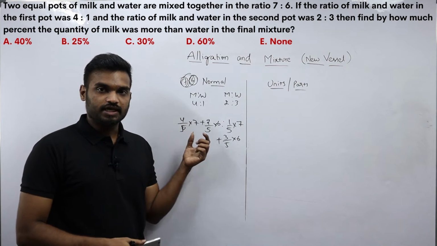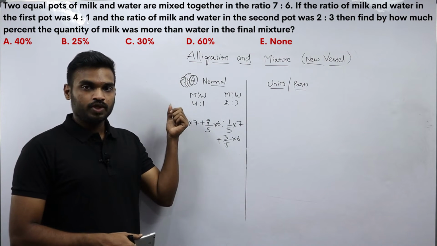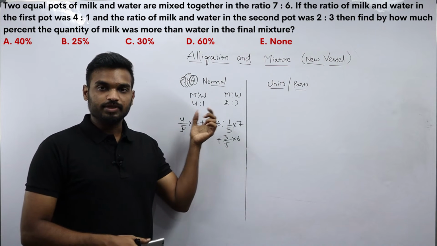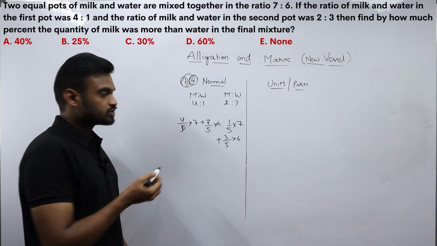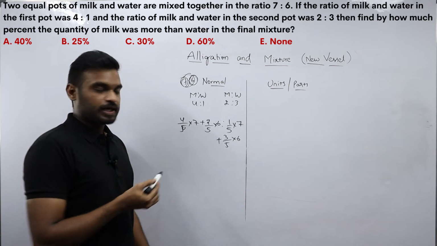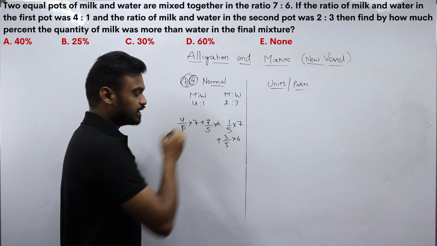I hope you are understanding. See here, all the first vessel needs to be 7 parts, and all the second vessel needs to be mixed by 6 parts. So since these quantities belong to the first and second vessel, I am multiplying all the quantities of the first vessel by 7 and all the quantities of the second vessel by 6.